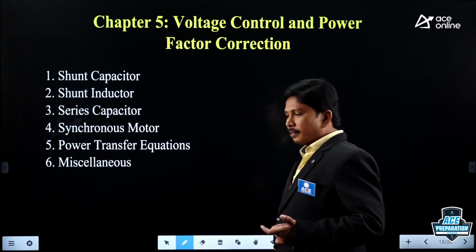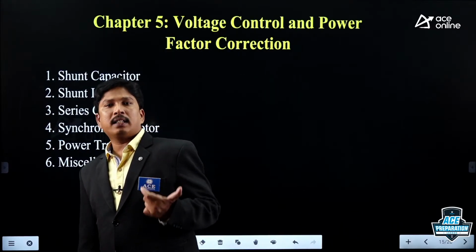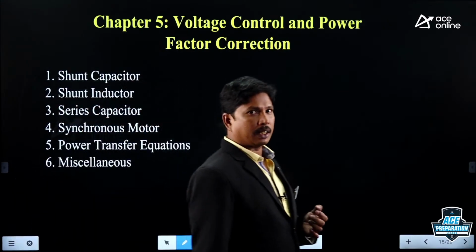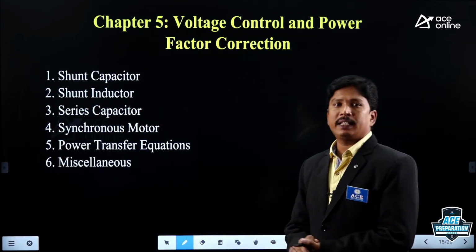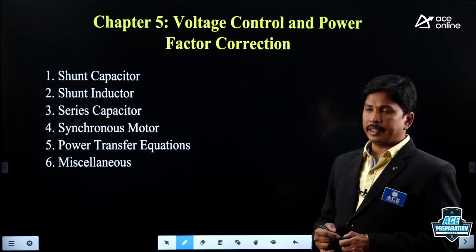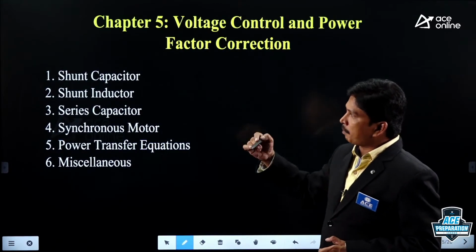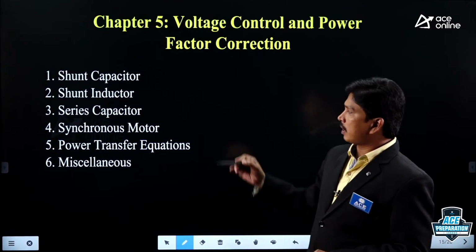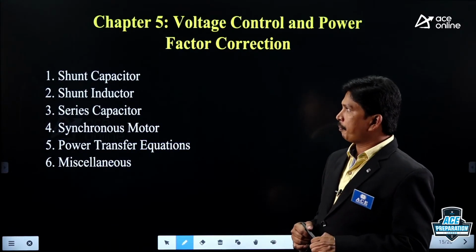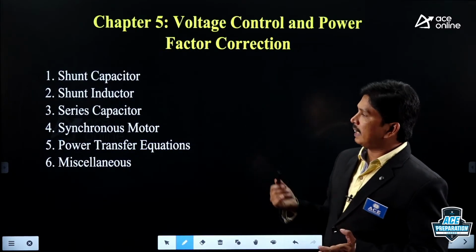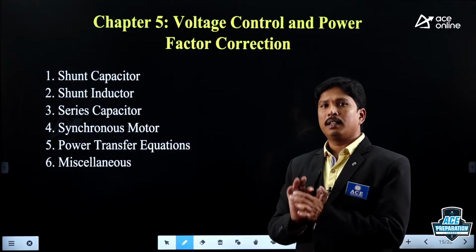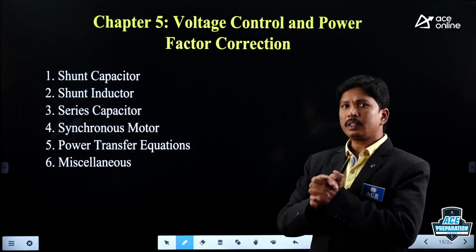In this, we are going to see what the methods of voltage control are, and what the equations related to voltage control are. From that, we will see what the devices of voltage control are. These are the devices of voltage control: shunt capacitor, shunt inductor, series capacitor, and the synchronous motor. And along with that, we'll see some power transfer equations also. These are the devices we are having.